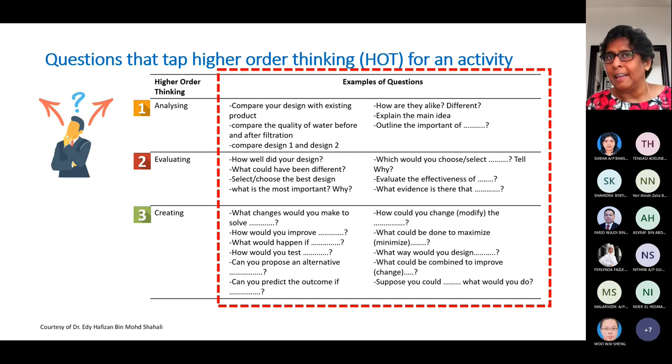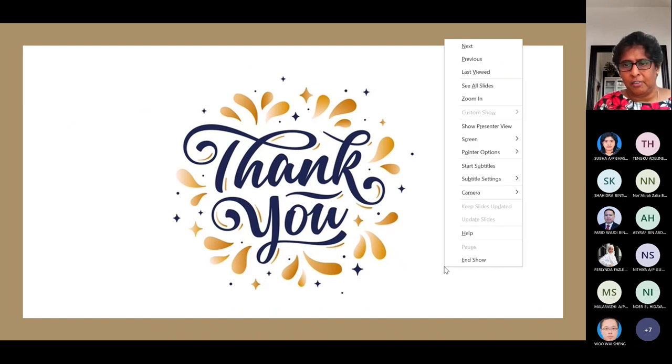Once there's a misalignment between your learning outcome, your task and your marking scheme, you are going to have a problem. However good your task is, if your marking scheme is not good, or your marking scheme is good but your task is not good, you are going to have a problem. Okay, so that's all I'm going to say today.